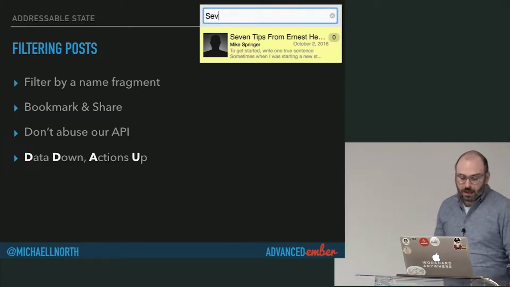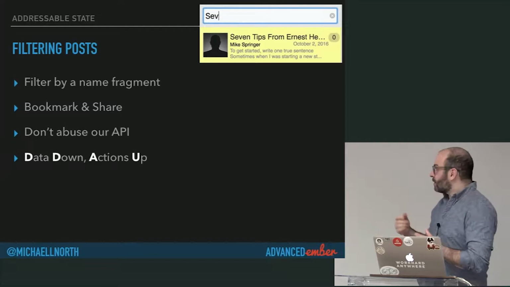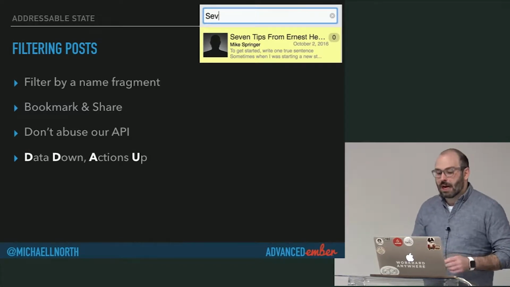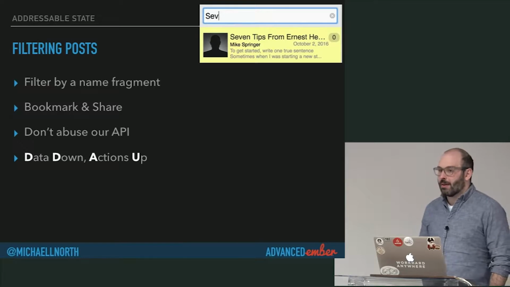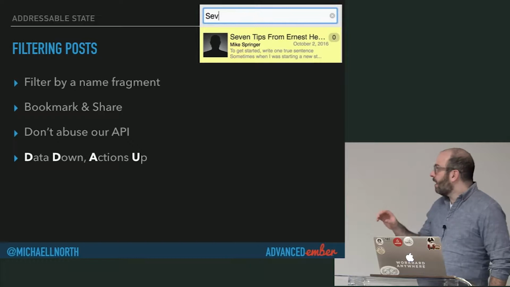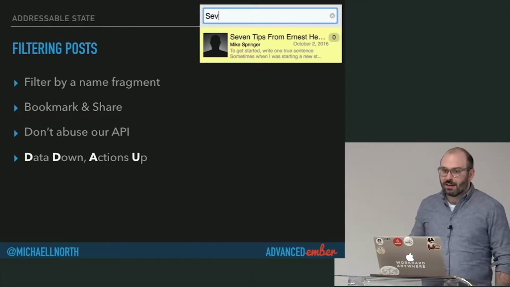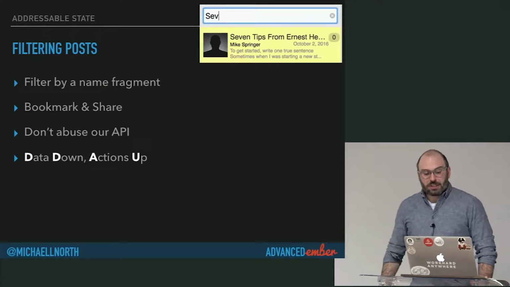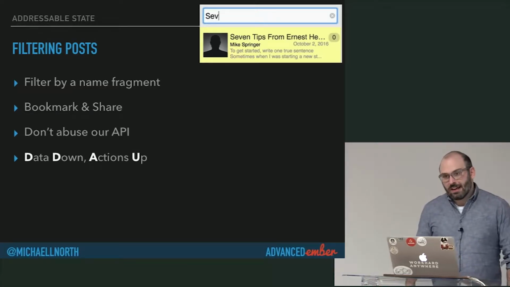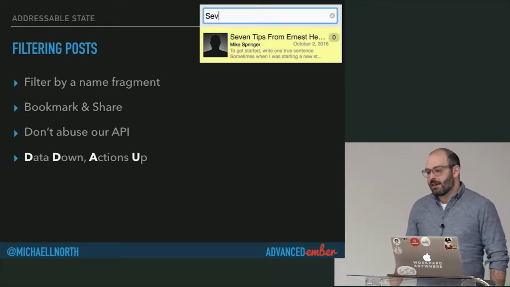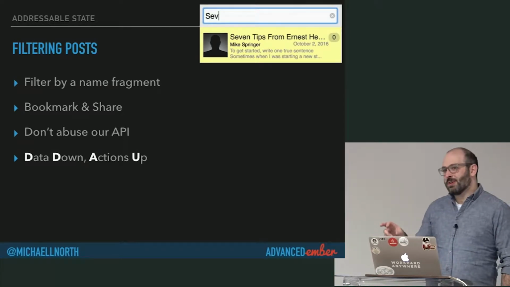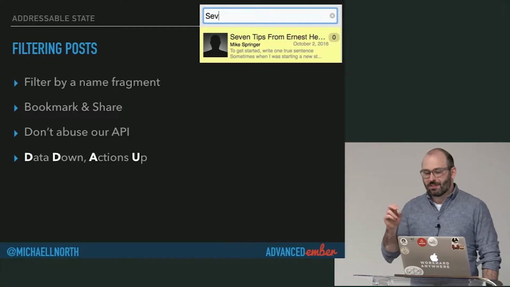actions up. So we want to be able to filter our list of articles by a name fragment, and our API will respond to a query param called search. So if you do search equals SEV, you're going to get this result showing up in the results. We want to make sure we don't abuse our API, and so this means that you may want to do one or two or both of the following things.